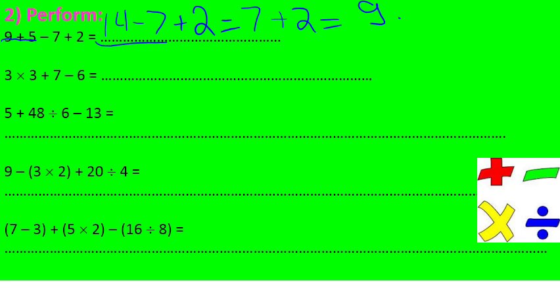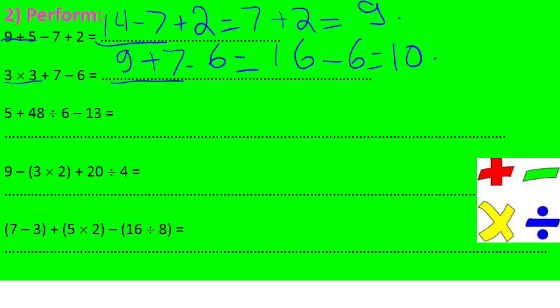Now, yes, Ali, 3 times 3 plus 7 minus 6. You start with? We said we have different powers. Who's the strongest here? Times. So you start with 3 times 3 is 9, and we write 7 minus 6. Yes. Now we have addition and subtraction. Yes, bravo, Ali. 9 plus 7? 16. Minus 6, 10. Is equal to 10.